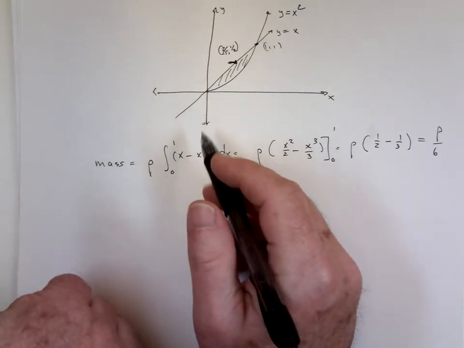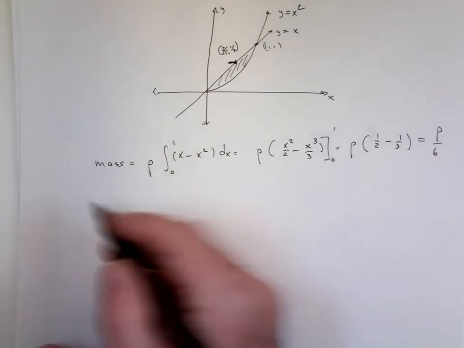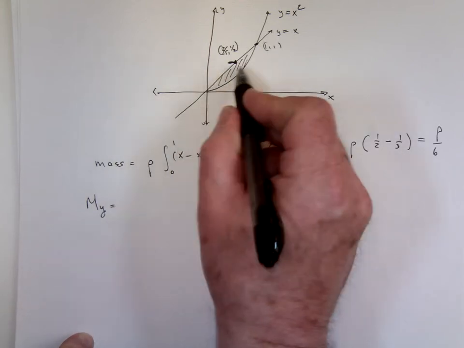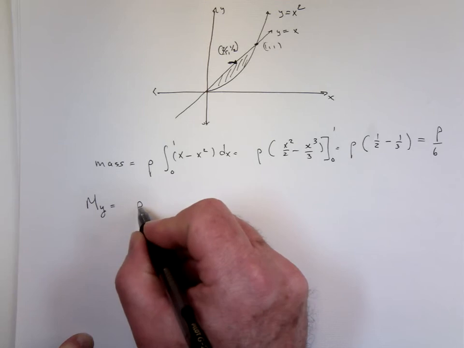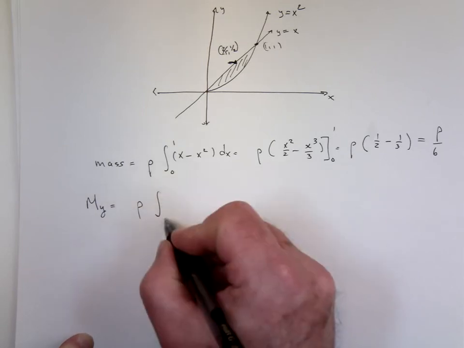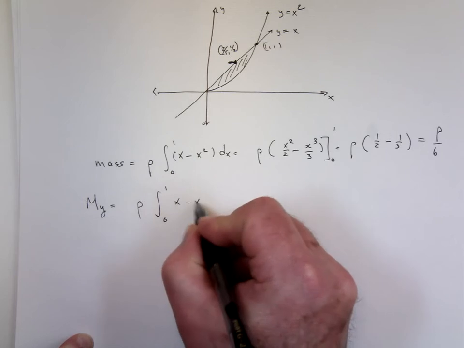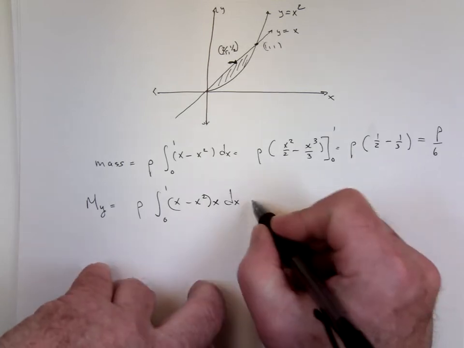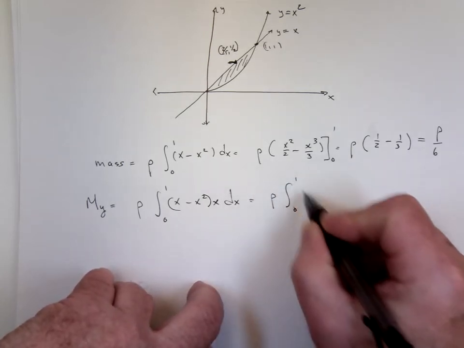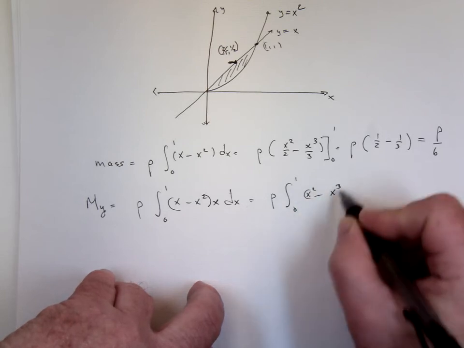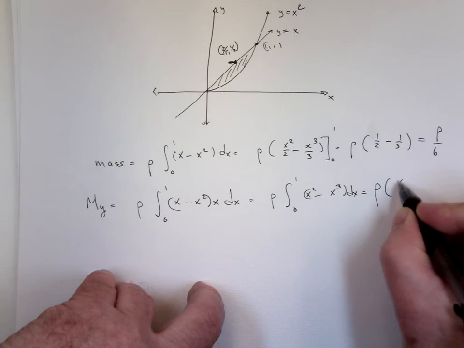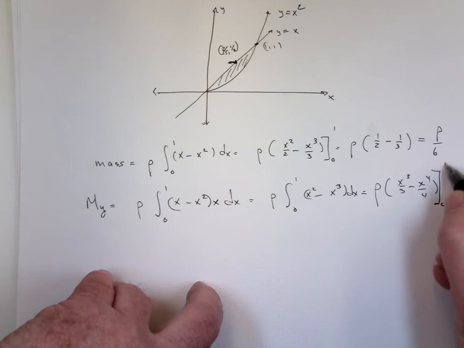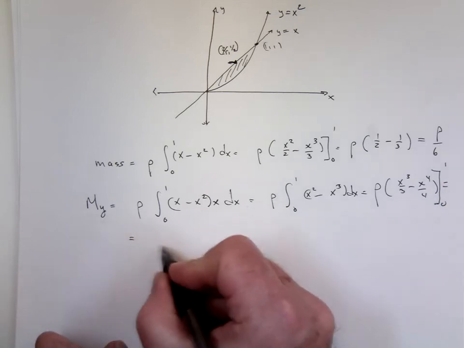Moment from the y-axis. Okay? Moment from the y-axis is rho. I got what I got. Okay. Integral 0 to 1, difference in the functions times x dx. This is the moment from the y-axis. Rho, integral 0 to 1, x squared minus x cubed. Rho, x cubed over 3, x to the 4th over 4, 0 to 1. I end up with rho, 1 third minus 1 fourth, that's 1 twelfth, that's rho over 12.